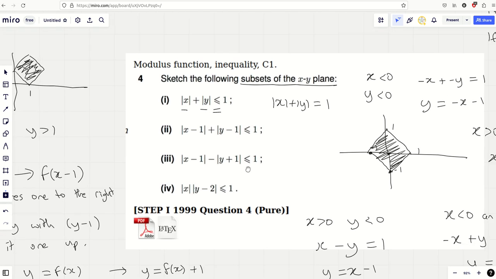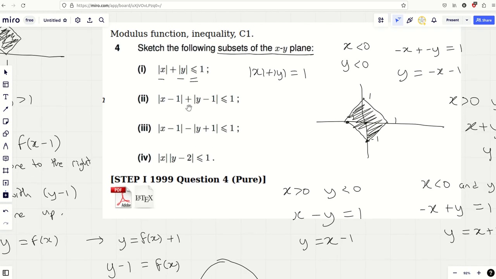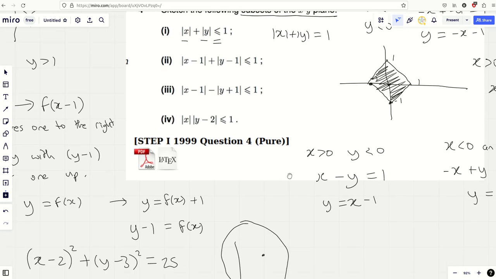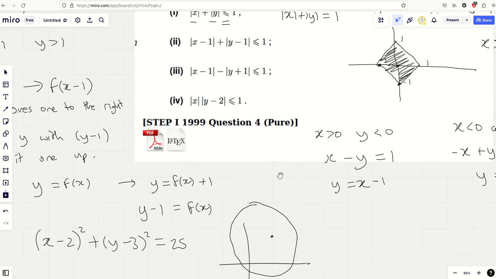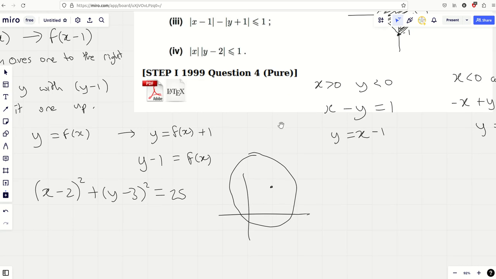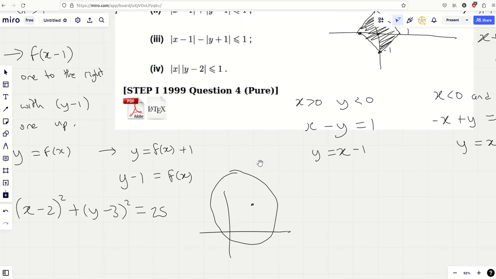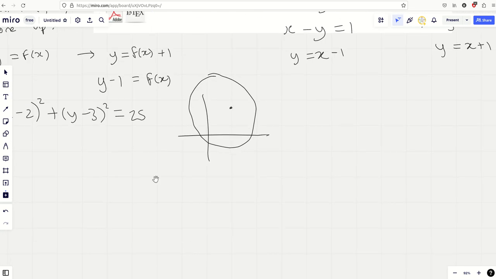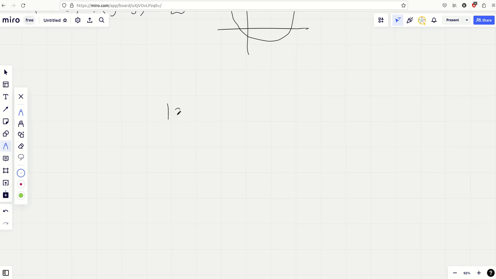Okay, 3. Ooh, look, they changed that plus to a minus. That's going to make a big difference. You've got to be careful of that. You might think, it's just a minus, but it could change everything. So we're going to be systematic again. Right, mod of x minus 1 minus mod of y plus 1 is less than or equal to 1. Let's write that down. Mod of x minus 1 minus mod of y plus 1 is less than or equal to 1. So yeah, how could we handle this?